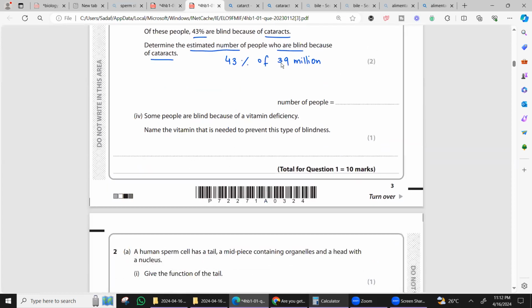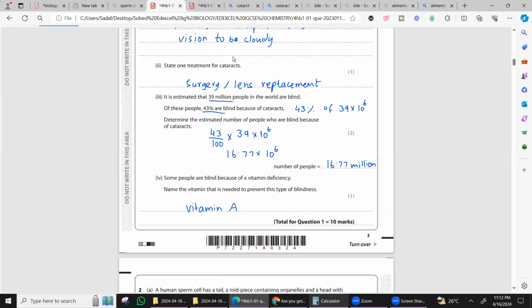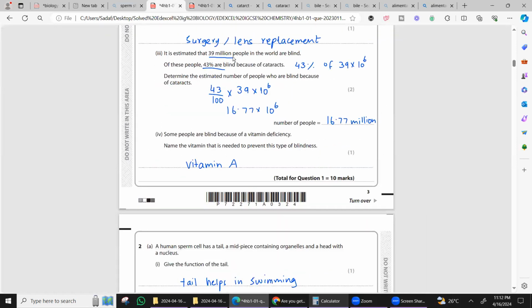Some people are blind because of vitamin deficiency. Name the vitamin that is needed to prevent this type of blindness. That is vitamin A, which is needed for vision. So the answer is vitamin A.